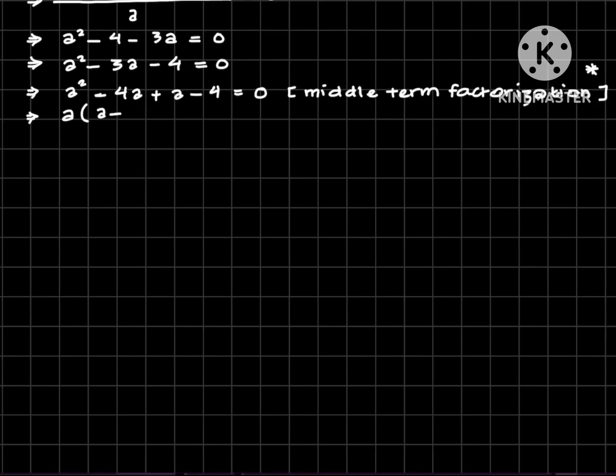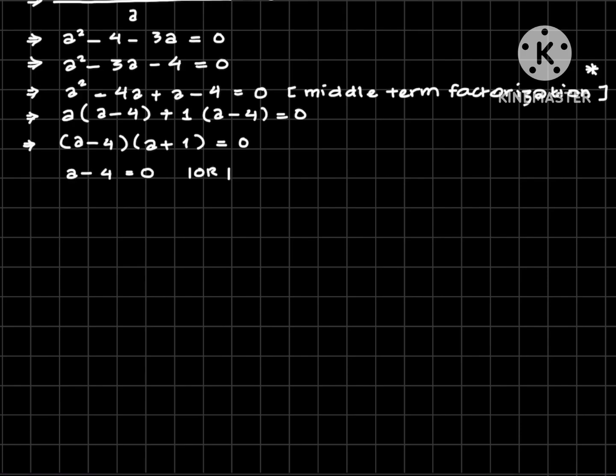Now here we can take a as common, and we get a - 4. And then in here we can take 1 as common, and we're left with a - 4. Next we can take a - 4 common, and we're left with a + 1. And the whole thing is 0. Now either a - 4 is 0, or a + 1 is 0. So this implies that a = 4, or a = -1.